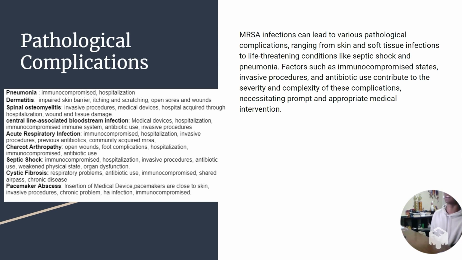So MRSA causes multiple different types of pathological complications, and on the left we can see a few of them, including pneumonia, dermatitis, spinal osteomyelitis, central line associated bloodstream infection, acute respiratory infection, etc. These different complications range from simple skin and soft tissue infections all the way to life-threatening conditions like septic shock and pneumonia.